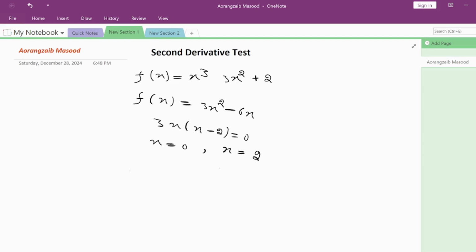In step 2, evaluate the second derivative. The second derivative f''(x) equals 6x minus 6. At x equals 0, we evaluate it.